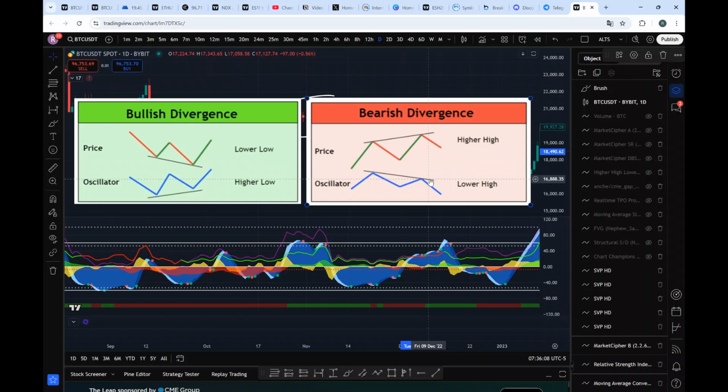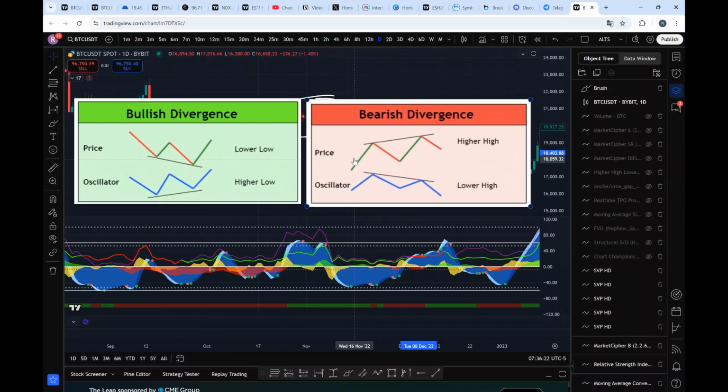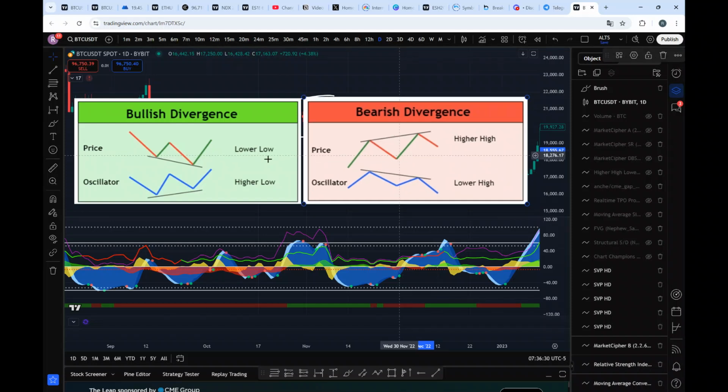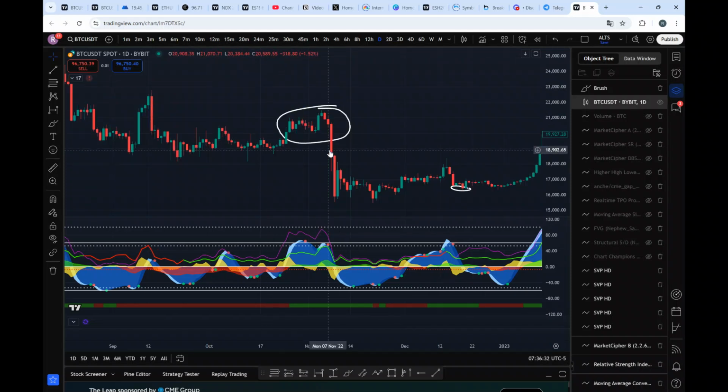What is an easy way to remember this? You can see it as follows. Price makes a lower low, but your oscillator is actually whispering in your ear, psst, people are still selling, but actually we are going up very soon. And for the bearish divergence, exactly the same. People are still buying, but hey, psst, we're actually going to go lower very soon. With that being said, let's now look at a few examples, with the paid and free indicators.